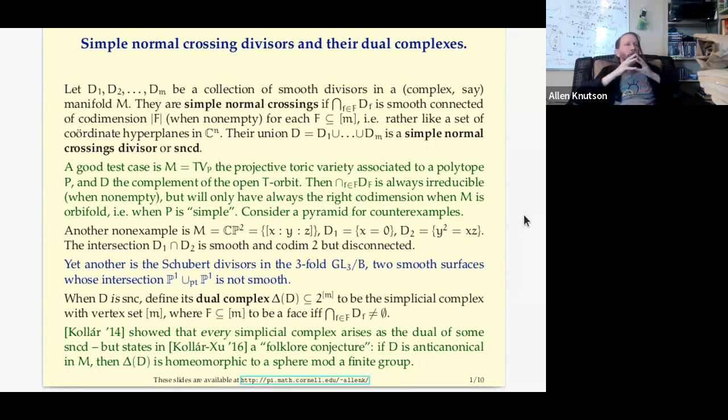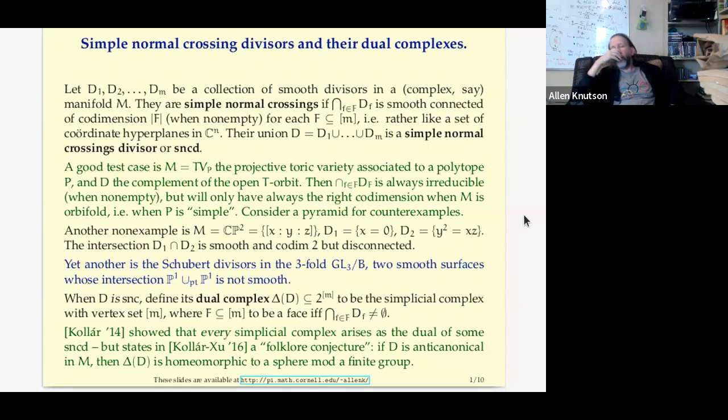So there's this combinatorial setup you can associate to an SNCD where each divisor gets replaced by a point. It's going to be a dual situation where small things are big and big things are small. So each divisor will be replaced by a point. And when K of my divisors intersect in something non-empty, then I will put in a K minus one dimensional simplex there to connect those points. This is called the dual simplicial complex to the SNCD. And it turns out these can be arbitrarily bad. There's a construction of Kollár to construct any simplicial complex as the dual of some SNCD.